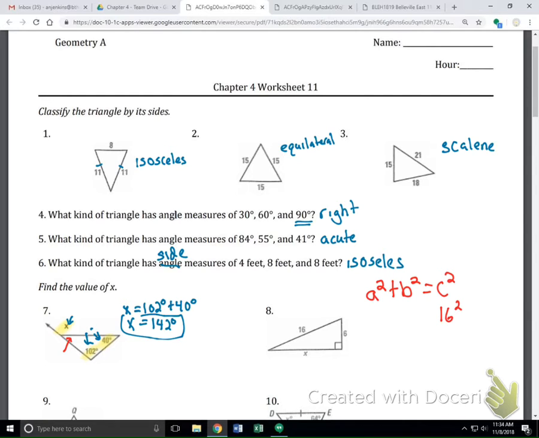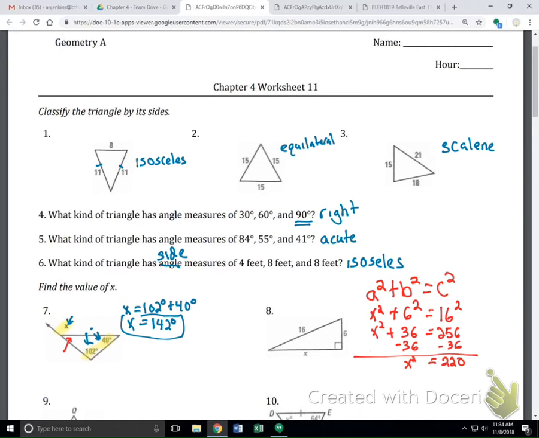The other two, it does not matter. So you can have x squared plus 6 squared. 6 squared is 36, equals 256. Is it 256? It's 256. We need to get our like terms together. So how do I do that? Subtract 36. We're going to subtract 36, and we end up with 220 equals x squared.